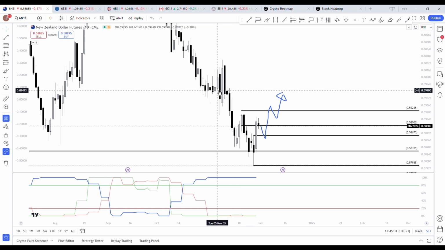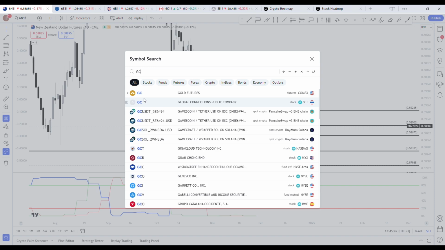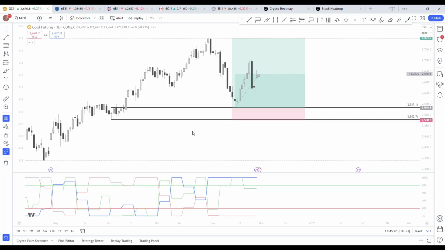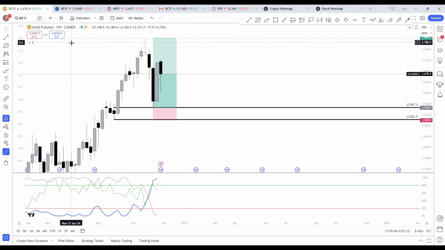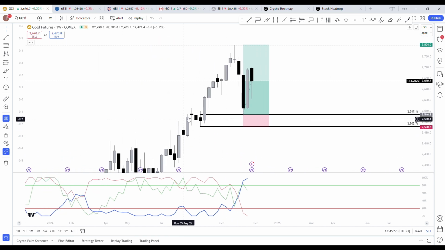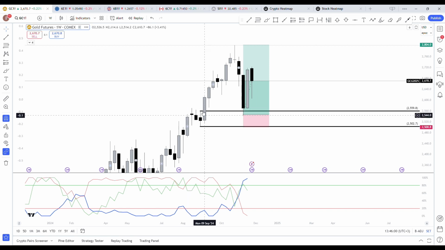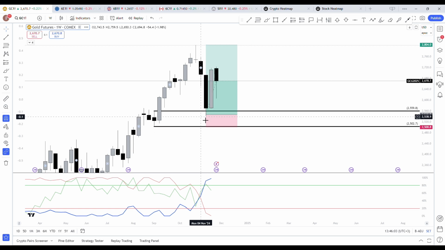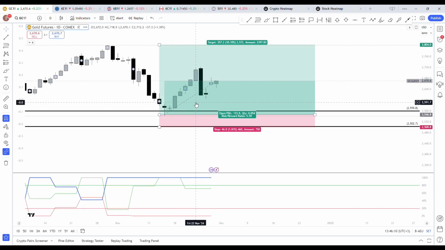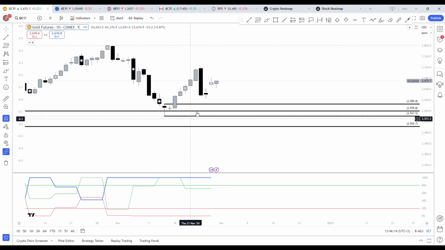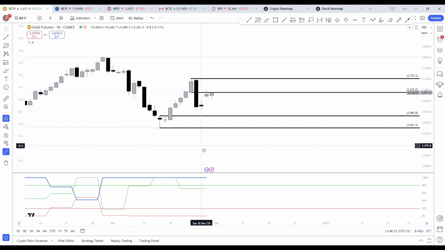Now we will look at gold, guys. I won't look at the Aussie. It's the same as New Zealand dollar. So let's look at GC gold futures. In the weekly chart, we can see commercials are buying, and we have a weekly demand area here, and we have gotten back from this weekly demand. If you look at daily, we have daily demand here, and we have created daily supply here. Now we have two options.